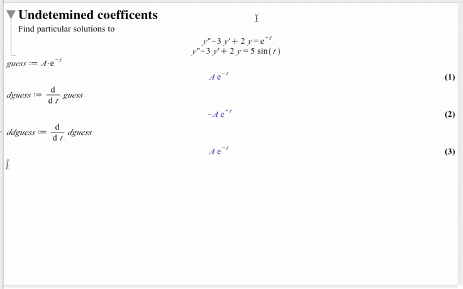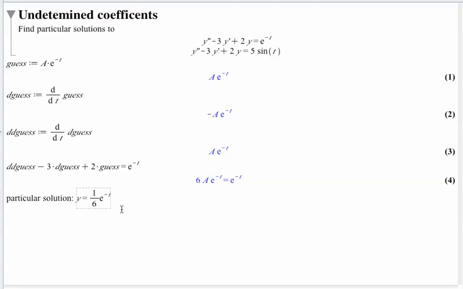Once I have all these, let's plug everything into the left-hand side of our differential equation. So we want the second derivative minus 3 times the first derivative plus 2 times our original function. And that's supposed to be equal to e to the negative t. Okay, it's pretty clear what A has to be. A has to be 1/6. So that's great. We have found a particular solution. And that's going to be y equals 1/6 e to the negative t.